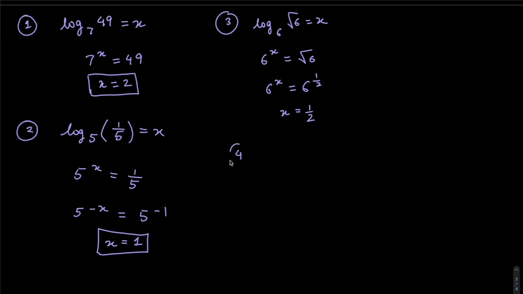Let's look at number 4. So number 4 is log base 4 of 64. Okay, it's equal to x. Okay, I'm going to do 4 raised to the power x is equal to 64. Okay, so I know 4 times 1 is 4, 4 times 4 is 16, 4 times 4 times 4 is 64. So this is actually 4 cubed is equal to 64, right? So x is equal to 3.